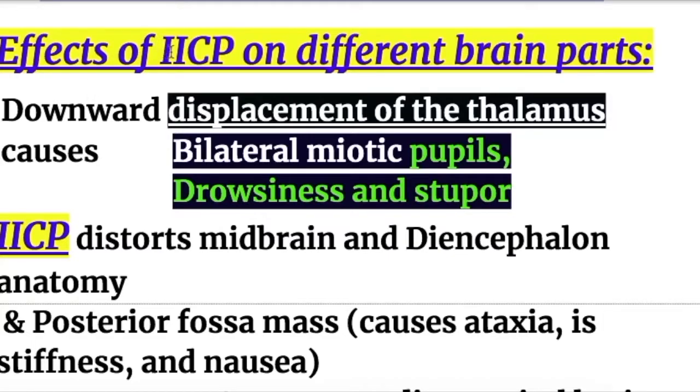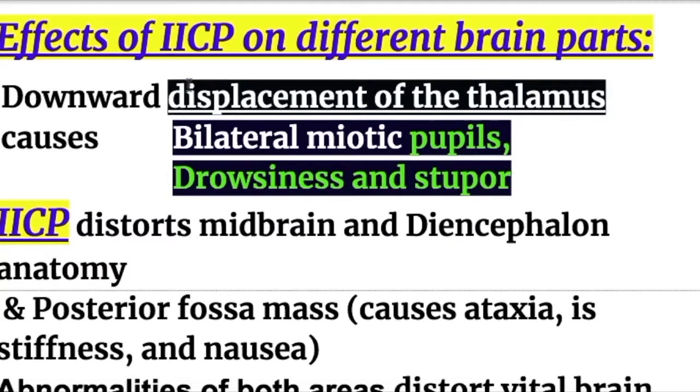Effects of increased intracranial pressure on different brain parts. If there is downward displacement of the thalamus, which is in the center, it causes bilateral miotic pupil. The thalamus displaces down and causes pressure on both CN3 oculomotor nerves. It causes bilateral miotic pupil.